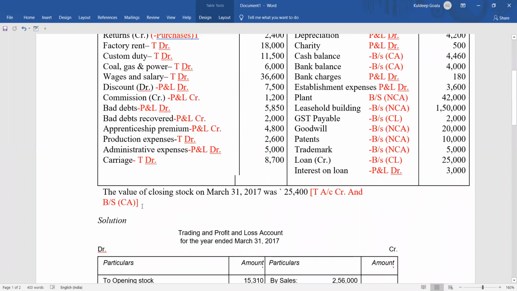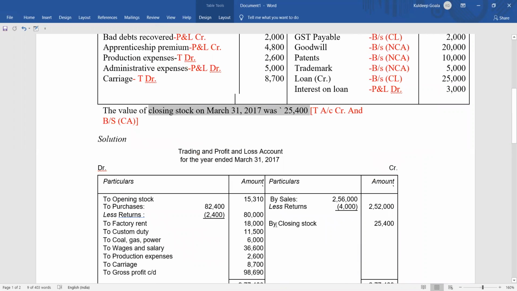In the outside the box, that is in the adjustment, we can see there is a closing stock. How much? 25,400. So it will come in the trading account credit side. So it will be placed like this: by closing stock 25,400. Clear?